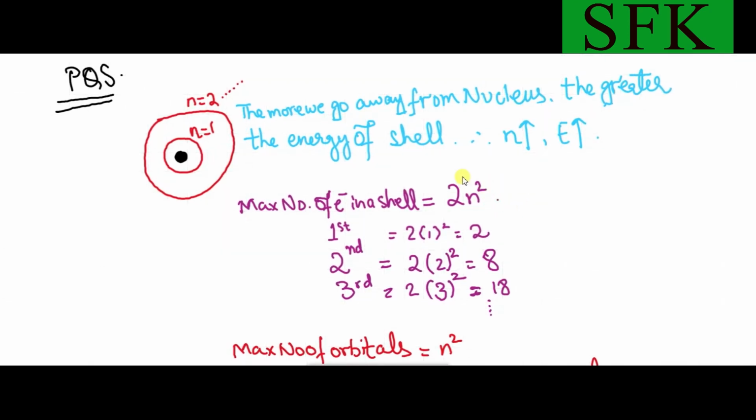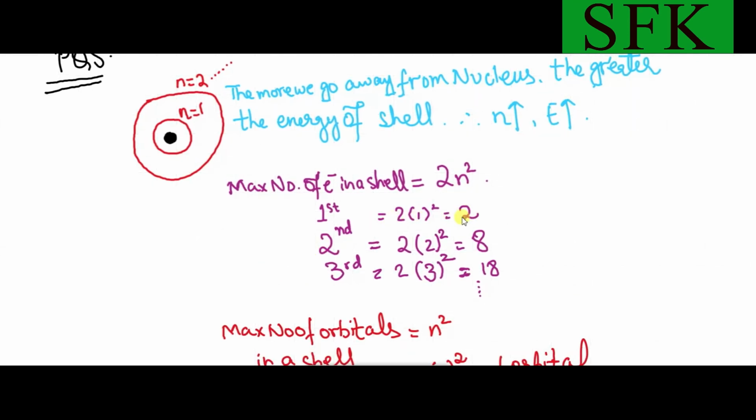Now let's look at a very important formula. The maximum number of electrons that are present in a shell is given by 2n squared, where n represents the principal quantum shell number. The first shell has a value of n equal to 1. So just plug it into this formula and a maximum of 2 electrons can be accommodated in the first shell. More than 2 electrons cannot be accommodated in the first shell. They have to go to the next shell.